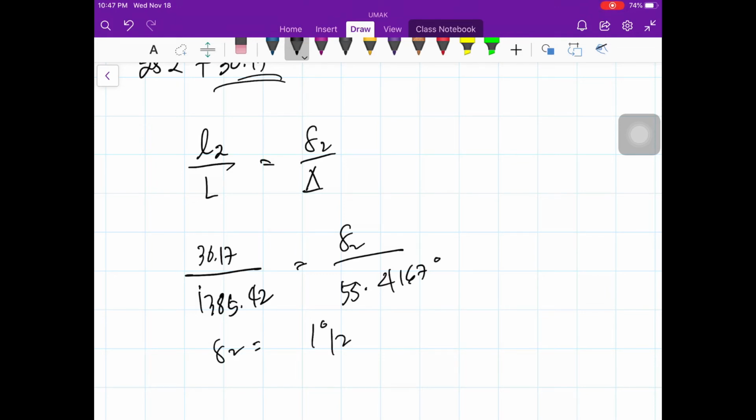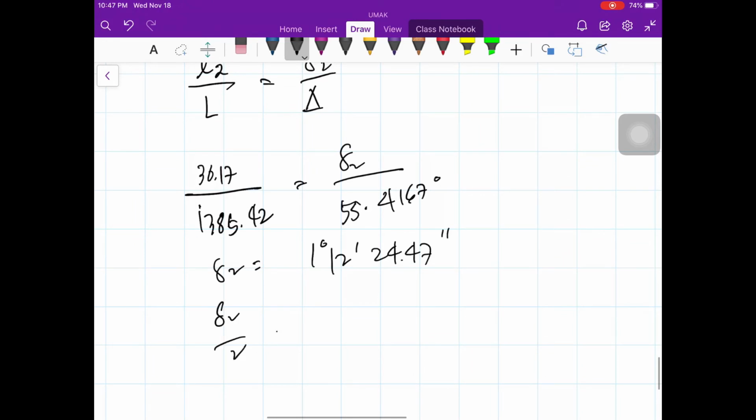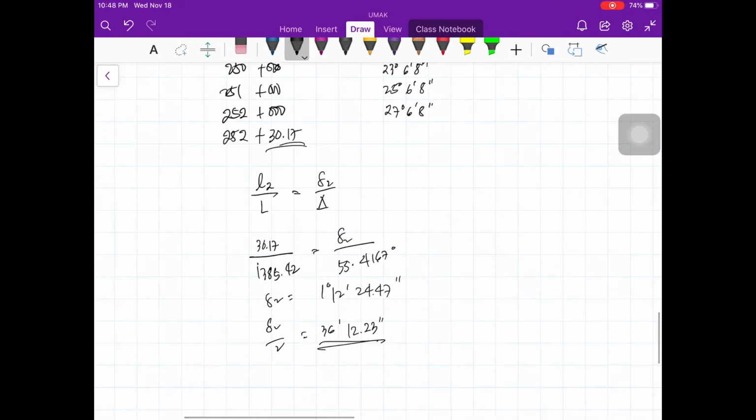So your gamma 2 will be 1 degree 12 minutes and 24.47 seconds. So gamma 2 all over 2 will be 36 minutes and 12.23 seconds. 36 minutes and 12.23 seconds.